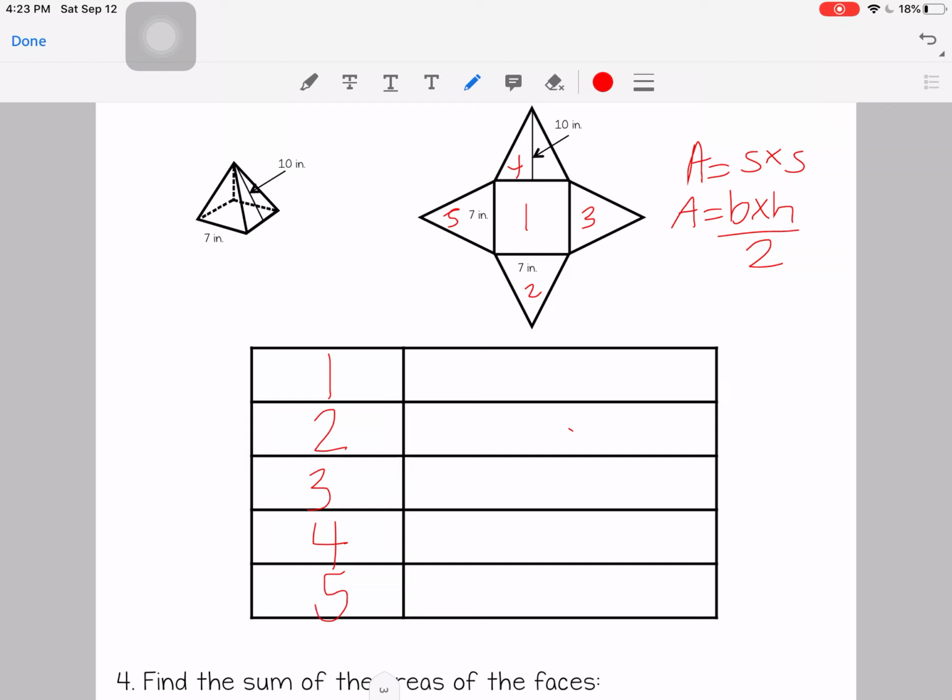And I'm going to look at my base first. So I have a square, and I know that all sides of a square are equal. So this one line right here tells me that it's 7 inches. So I know I'm going to be multiplying 7 times 7, which is 49 square inches.